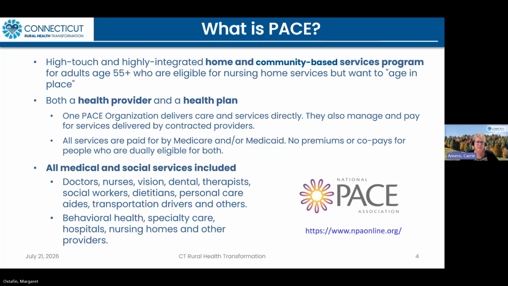So PACE is both a health provider and a health plan. One PACE organization will be selected by the state to provide almost everything directly, but also to manage and pay for services that are delivered by contracted providers. So the PACE organization is paid a set amount each month per participant, and then they take on all of the responsibility as well as the financial risk for providing all of the services that the participants need. And the program provides all medical and social services. So it's a really wide range of things that allow people to live and thrive in their homes and communities.